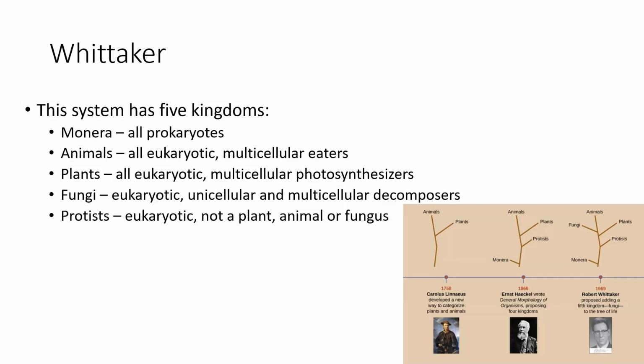The Whittaker system added the 5 kingdoms that most people are more familiar with. So we still had plants and animals. Protists Haeckel had brought in. Fungi is a new group. And then we have Monera as well.